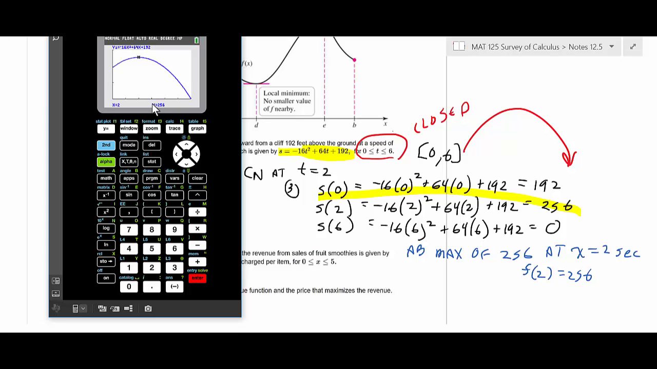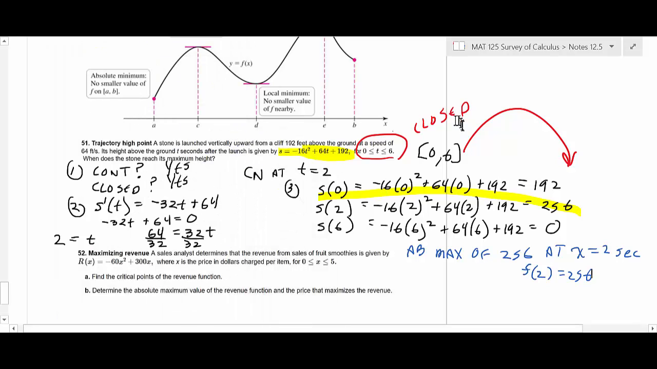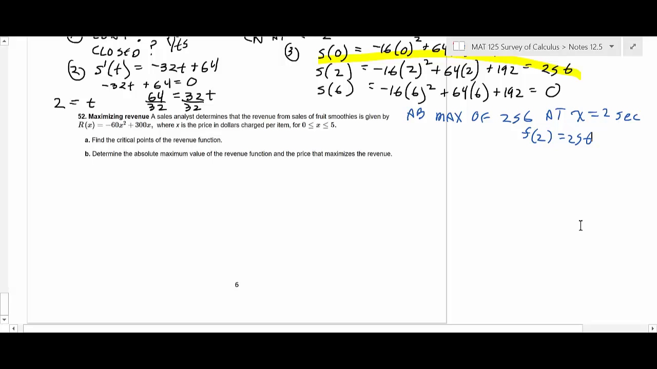Okay, everybody with me there? Okay, we've been doing a lot of these steps with max and min, so it ought to be starting to sink in pretty good. Let's do one with a revenue. So this time I've given you the revenue function, and I'm giving you an interval 0 to 5. So we're going to find the critical points, then we're going to find the absolute max on this, okay?